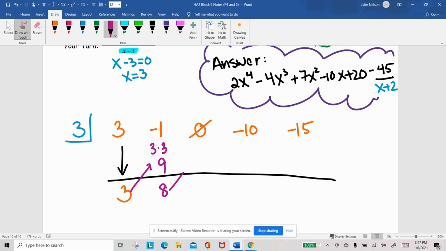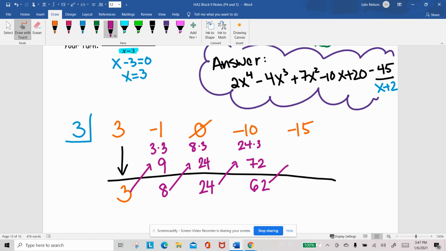Whatever number we dropped, we multiply by the number in the box. So 8 times 3 is 24. 0 plus 24 is 24. Whatever number you dropped multiplies to the number in the box. 24 times 3 is 72. -10 plus 72 is 62. I make these problems up, so just know sometimes they get a little big.